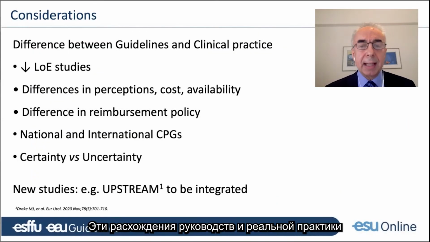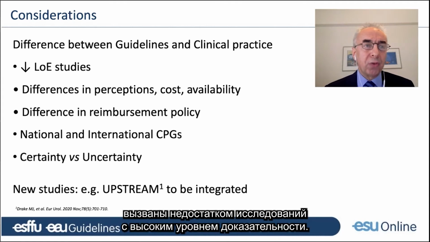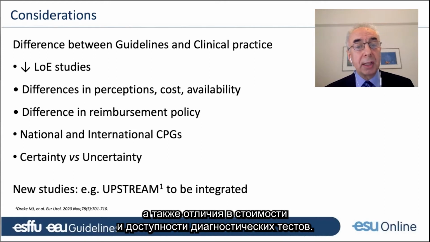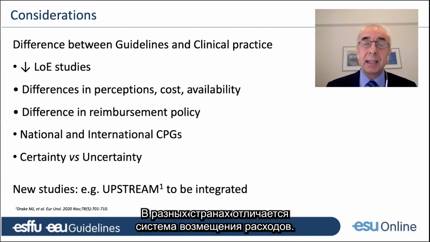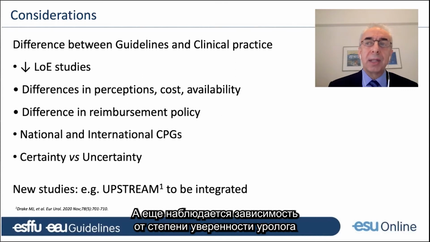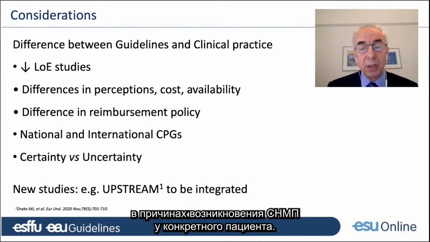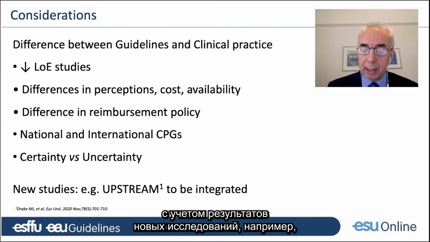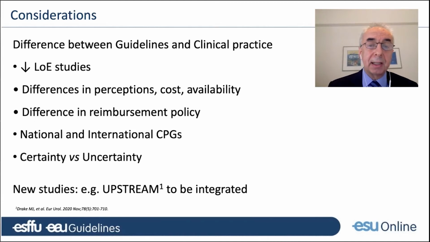All these differences between the guidelines and clinical practice are because of the lack of high-level evidence studies. There are also differences in perceptions between urologists, but also differences in cost and the availability of the diagnostic tests. There are differences in the reimbursement policy system between countries. There are a number of national and international clinical guidelines, and this may confuse urologists, and it also depends on the certainty or the uncertainty of urologists about the origin of the LUTS of the individual patients. So we need to keep updating our guidelines by incorporating new studies like the AMSTRIP study that has very recently been published.